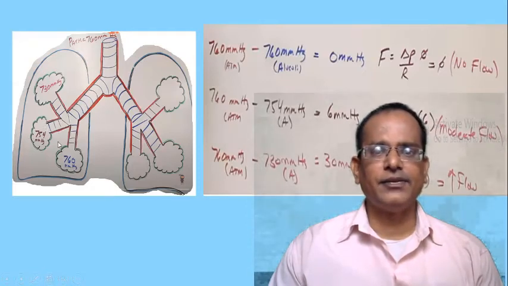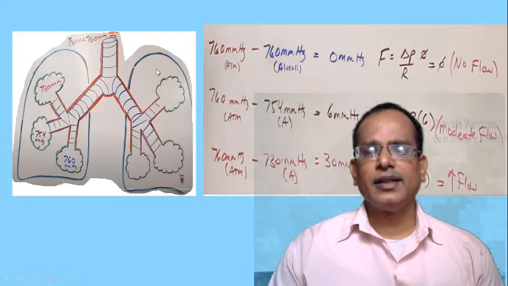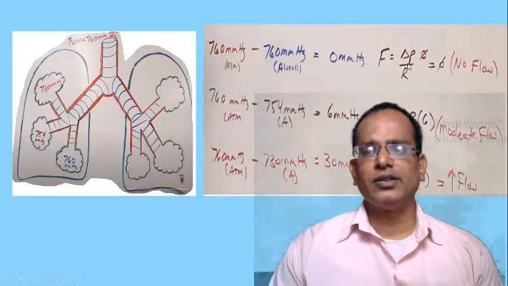Now, at 754 mmHg, what is the airflow? The differential pressure is 760 minus 754, which is equal to 6 mmHg. The airflow is moderate here according to the formula.